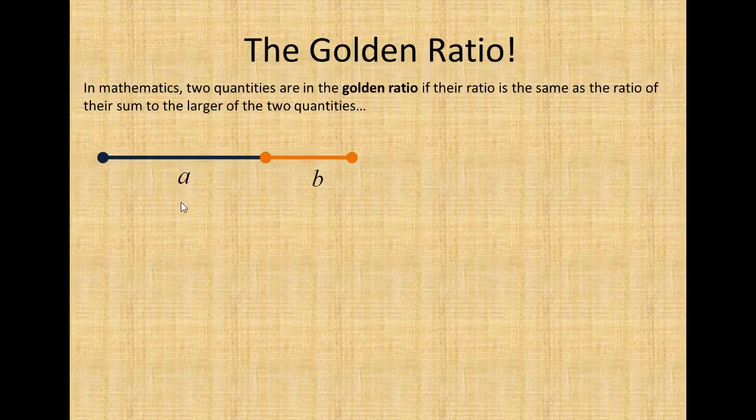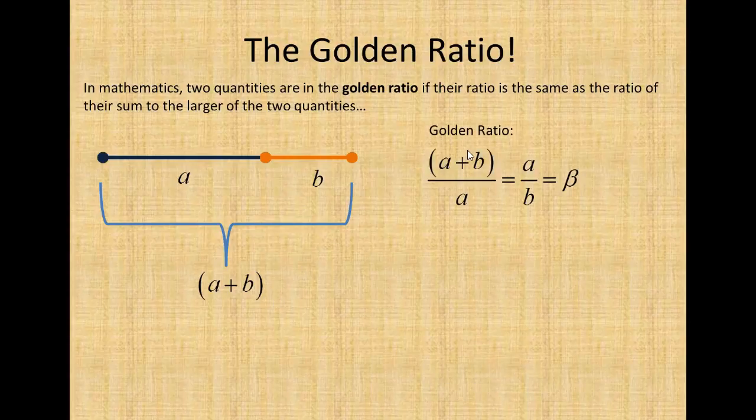Let's say we have two lines. I call the first line A and the second line B. Then the sum of those two lines is A plus B. Now I'm going to take the ratio of A plus B to A and A to B, and I'm going to call that the golden ratio. So the sum A plus B is to the line A as A is to B. That's called the golden ratio, and I'm going to call that equal to beta. Both of those are equal to beta.